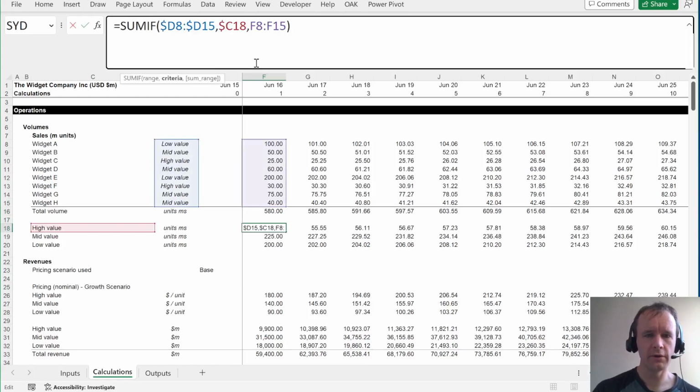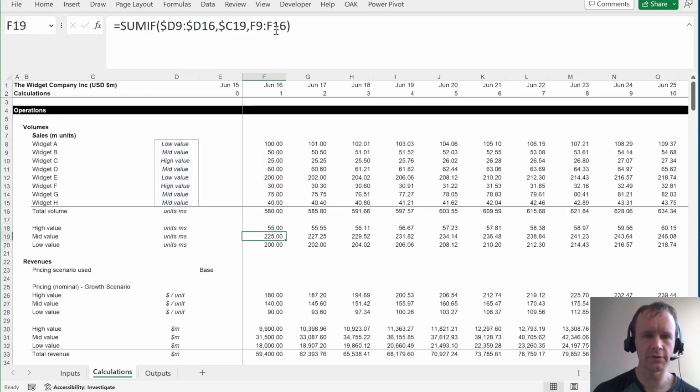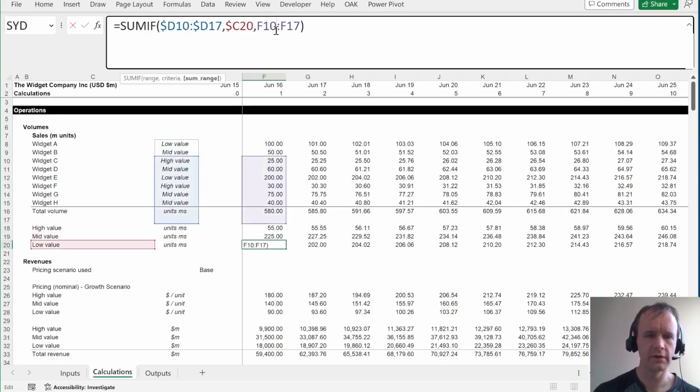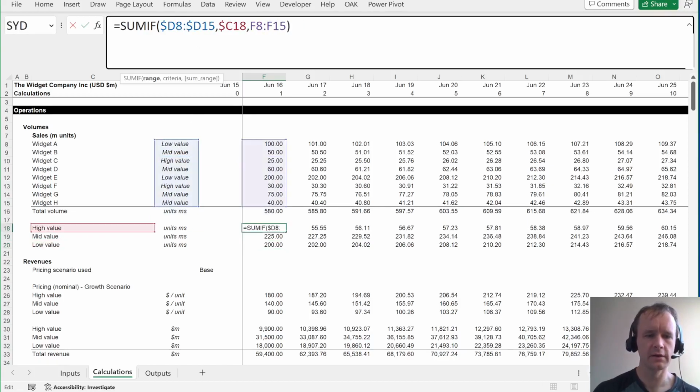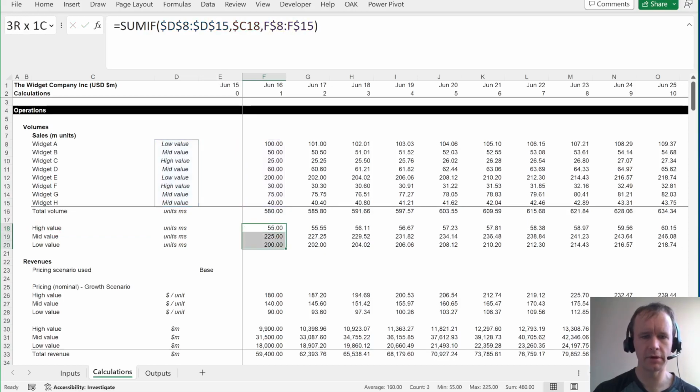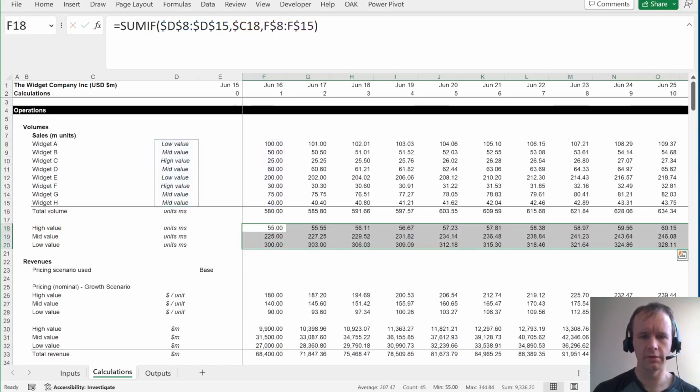So high value. Okay, so here's the bug. You need to lock this and haven't locked it. So presumably this formula is copied down. Yes, and it's missing. So let's fix that. So we just put dollars on the 8 and 15 on the row numbers, and then this should copy down properly, and then fill it across.